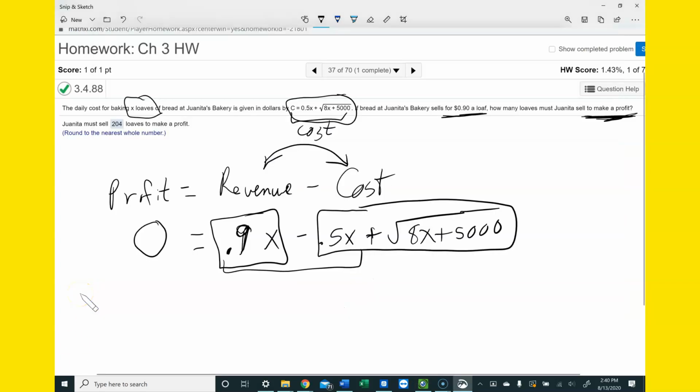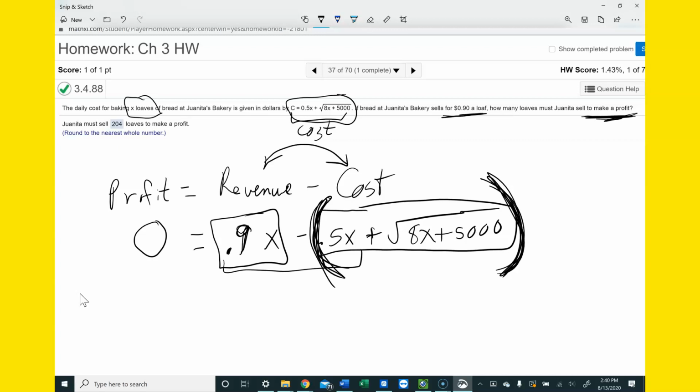Let's see if I can remember here. Oh, let me show you one thing. I should have put parentheses around this to say that I'm subtracting that whole thing. If I were going to solve by hand, that's an important step, because I have to subtract the whole cost function, not just the first term. So that needed parentheses there.